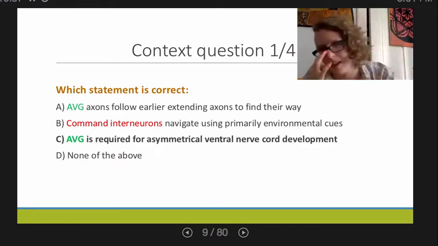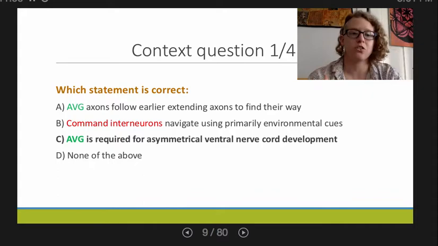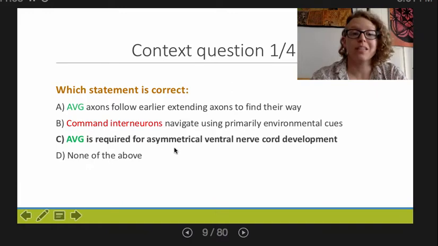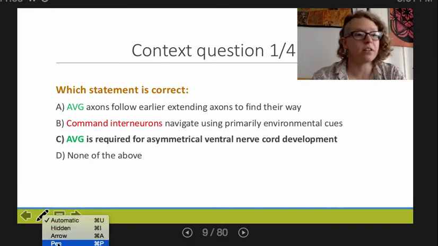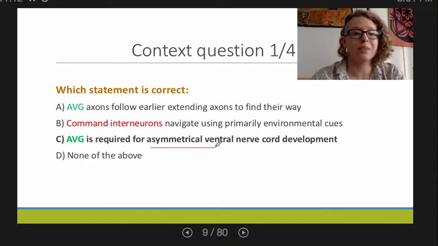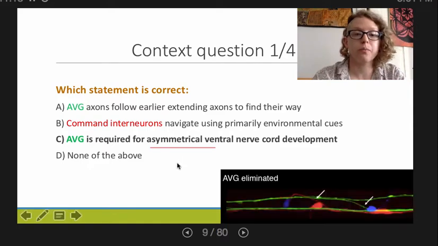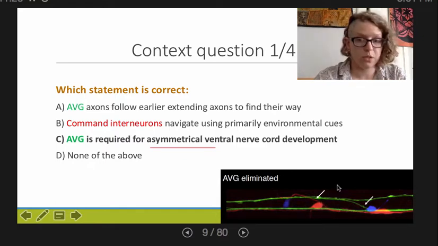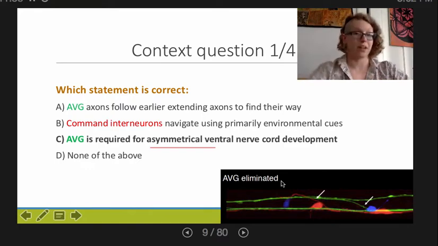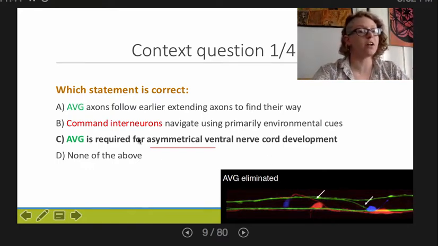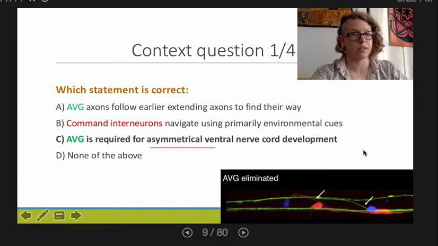It's C, the answer is C. AVG is required for asymmetrical ventral nerve cord development. Asymmetrical ventral nerve cord development is the ideal. It's the default. We want it to be asymmetrical because then it's all on the right and not on the left. This is the not good scenario, in which some is on the right and some is on the left. You see how there's some symmetry, there's some on the other side. The interneurons are separated. We want them together. Okay, so AVG is required for the asymmetrical ventral nerve cord development.